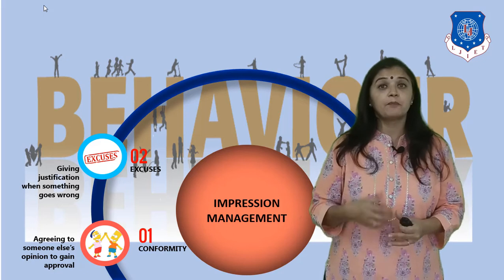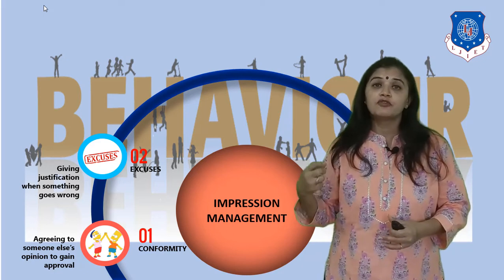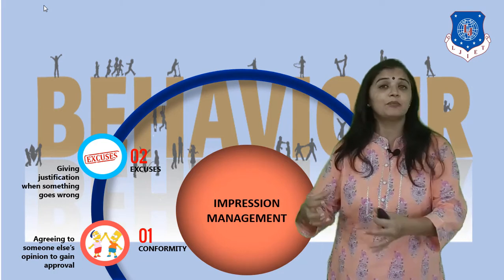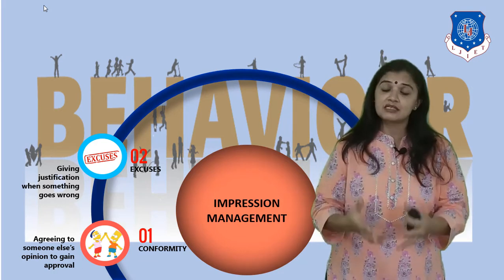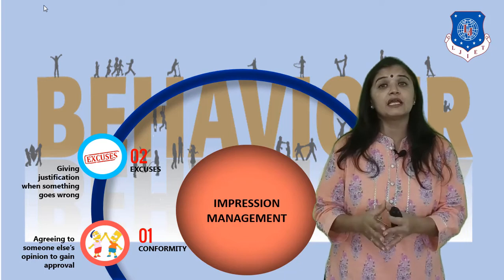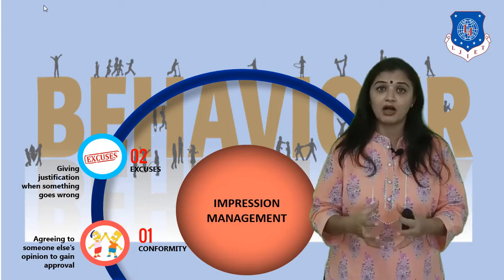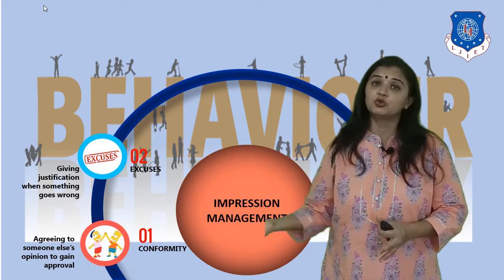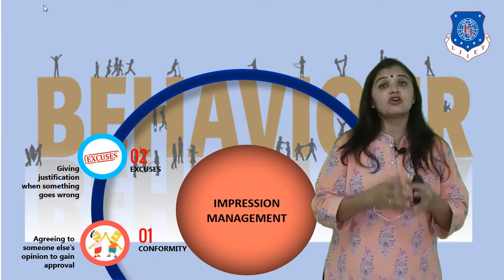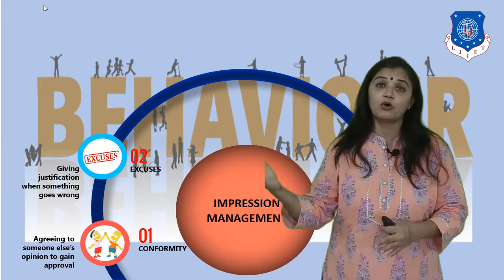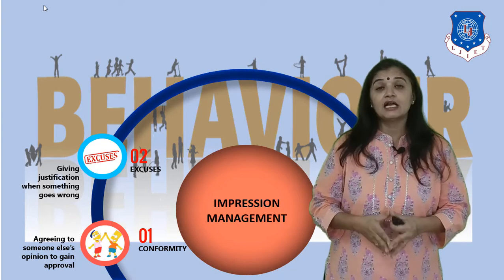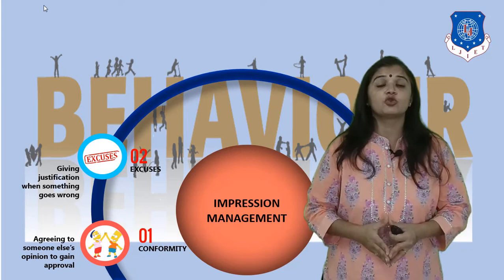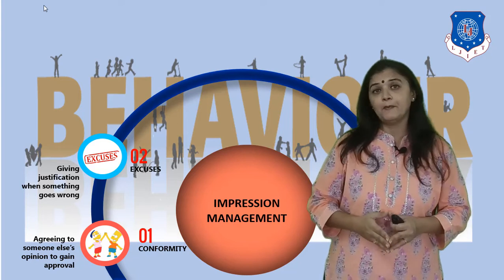The second technique of impression management is giving excuses. Many times people fail to fulfill their promises or commitments, or they may fail to complete certain tasks. When this happens, no one wants to take the responsibility, but rather they will give excuses why they were not able to do that task. They will give excuses or reasons which have even more priority than the given task, so that their impression is not hampered. So giving excuses is also one of the methods of impression management.